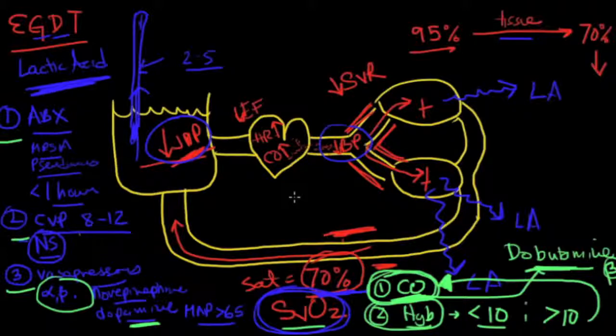That's called early goal-directed therapy. That should all happen within 6 hours of identifying septic shock. All right, so that's basically early goal-directed therapy. I've gone over the different therapies for shock. Now you should be able to identify shock and treat shock.